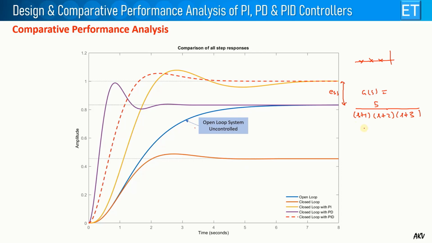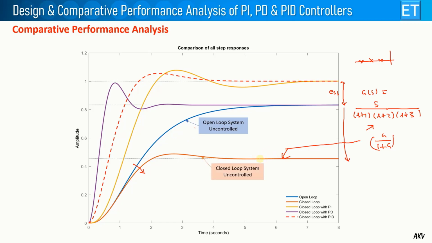And when we close the loop of this system with unity feedback, we get this type of response. That means it is simply G upon 1 plus G response. So here we can see that its performance is further degraded. The ESS has further increased, some oscillations are also introduced, and it has become slower also. So the closed loop system is really performing very poorly. Now with the help of the controller we can improve its response.